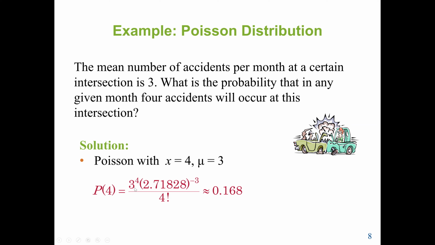So that will be the mean to the power X, so 3 to the power 4, times e to the power negative mean, so it will be 2.71828 to the power negative 3, divided by X factorial, which will be 4 factorial. So again, using your calculators, our answer will be 0.168.